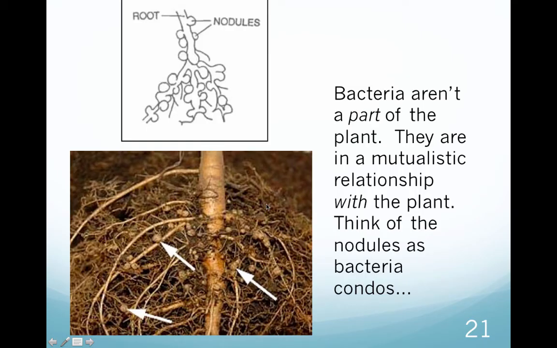So, what type of plants are associated with biotic nitrogen fixation? Soybeans, legumes, I love saying that word, like green beans as an example, alfalfa, and clover. Those last two are not listed in your book, so you need to understand this part. Bacteria are not a part of the plant. They are in a mutualistic relationship with the plant. Think of the nodules as bacteria condos. You can see in the pictures where the nitrogen creating bacteria live.